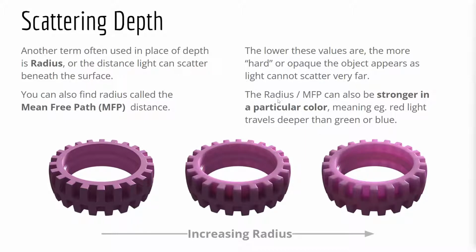The mean free path distance or radius or depth can also be stronger in a particular color. For instance, you can tint it so that red light travels deeper and green and blue doesn't travel quite as far.